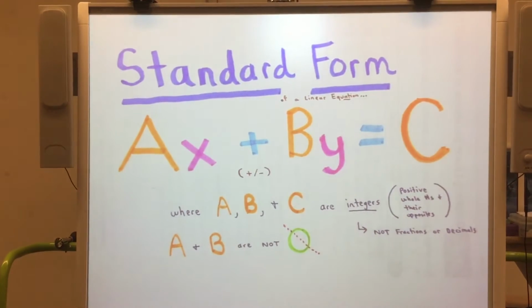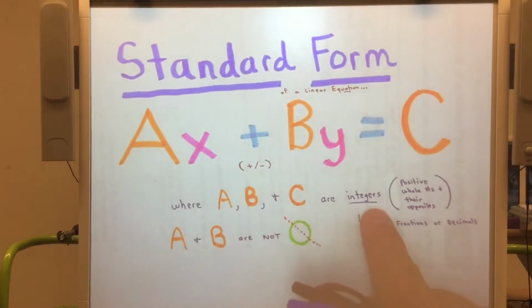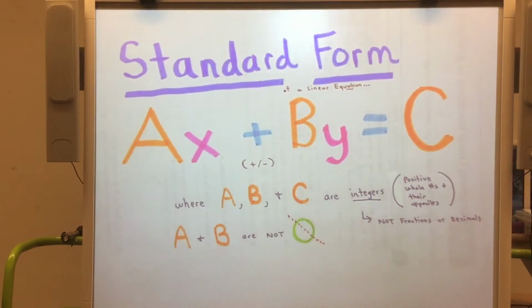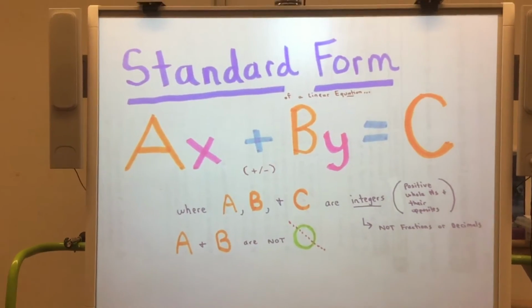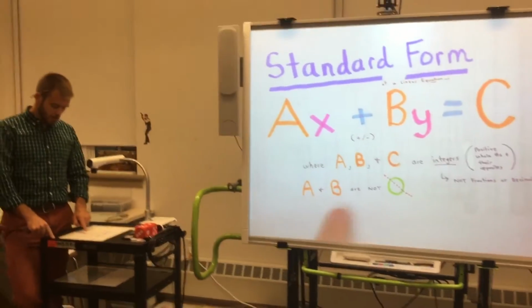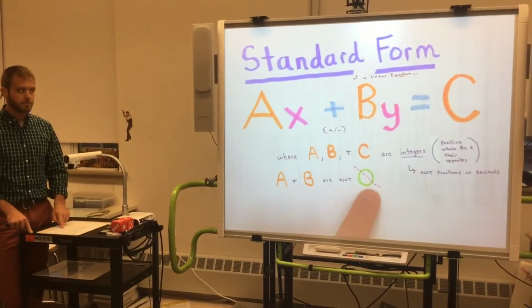Where a, b, c are integers, which means they're whole numbers, and they can be opposites, like 1, -1, things like that. So they're not fractions or decimals. A and b are not the number 0, okay?